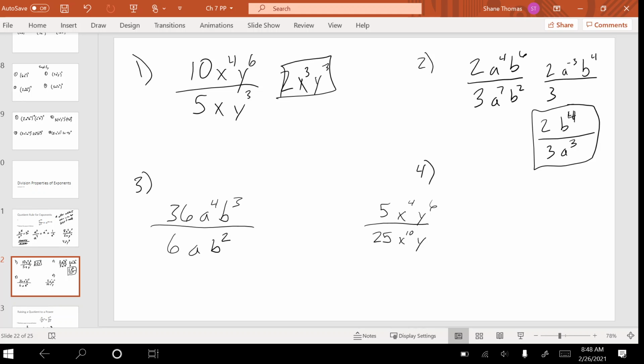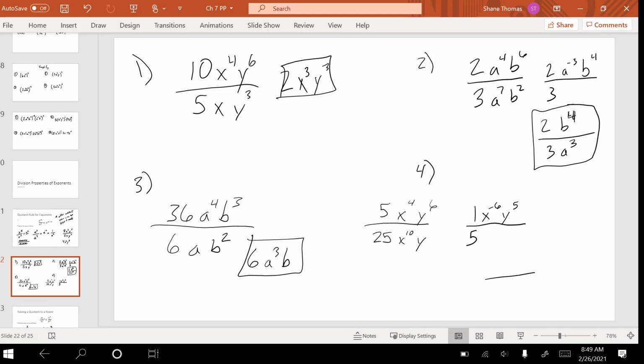Next one, 36 divided by 6 is going to be what? 6. A's, I have 4 minus 1, which is 3. B's, 3 minus 2 is 1, which is just B. Am I good? Yep, I'm good. Last one, 5 over 25. That's going to be 1/5. Okay, X's, I have 4 minus 10, which is -6. Y, 6 minus 1 is 5. Okay, so that takes me to here. What's the problem?